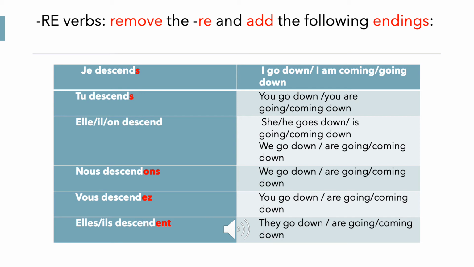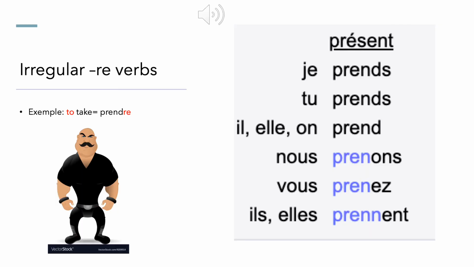What is worth noticing with RE verbs is that there is nothing added for the il, elle or on forms once we have removed the RE. There are lots of irregular RE verbs, so it's always best to check it up in the dictionary. You'll soon know the most common ones though, so don't worry too much.